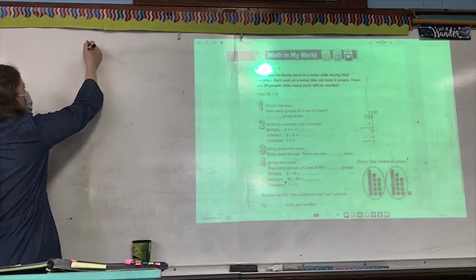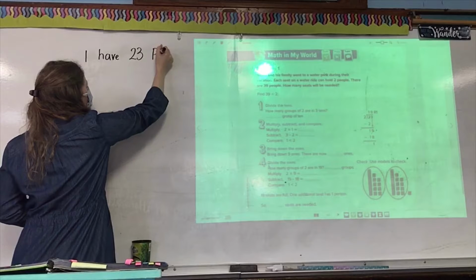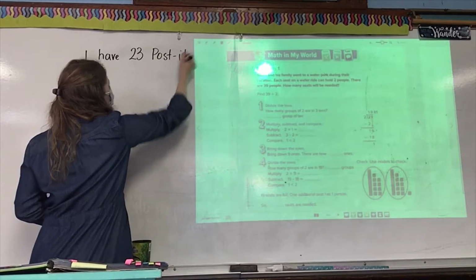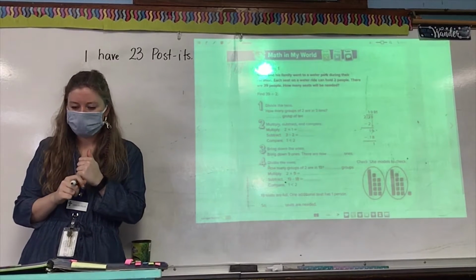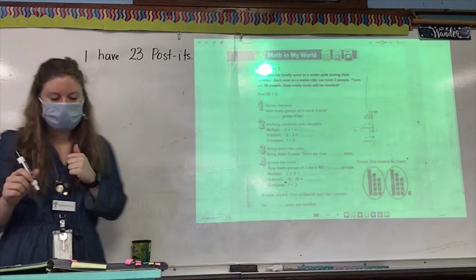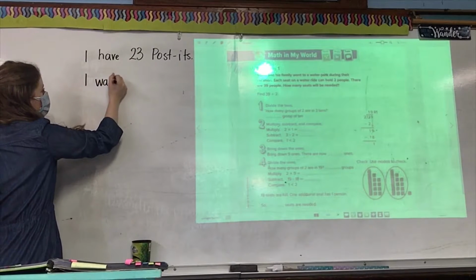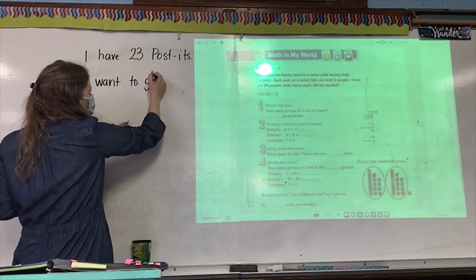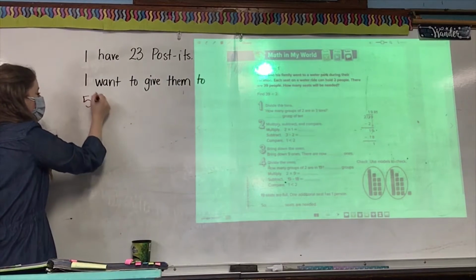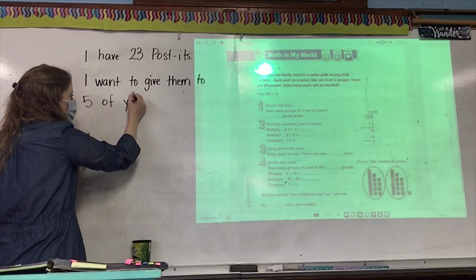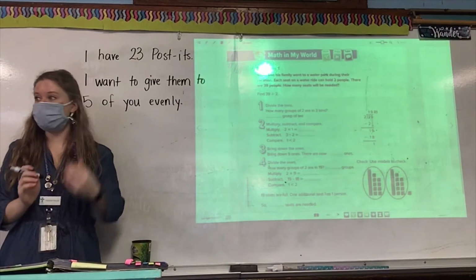imagine that I have 23 Post-its. So imagine it. Picture it. I have 23 Post-its. I want to give them to 5 of you evenly. That means I want to give the same amount to each of those 5 people.